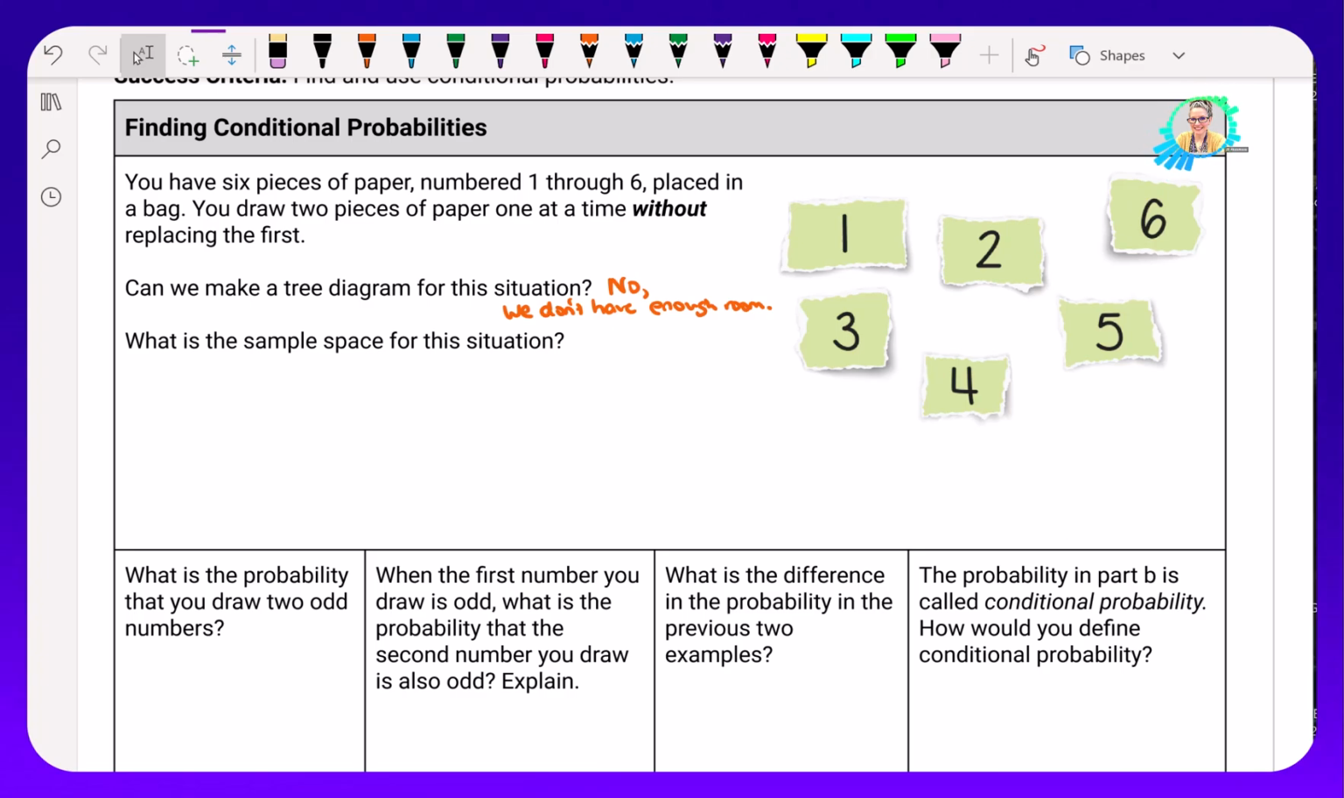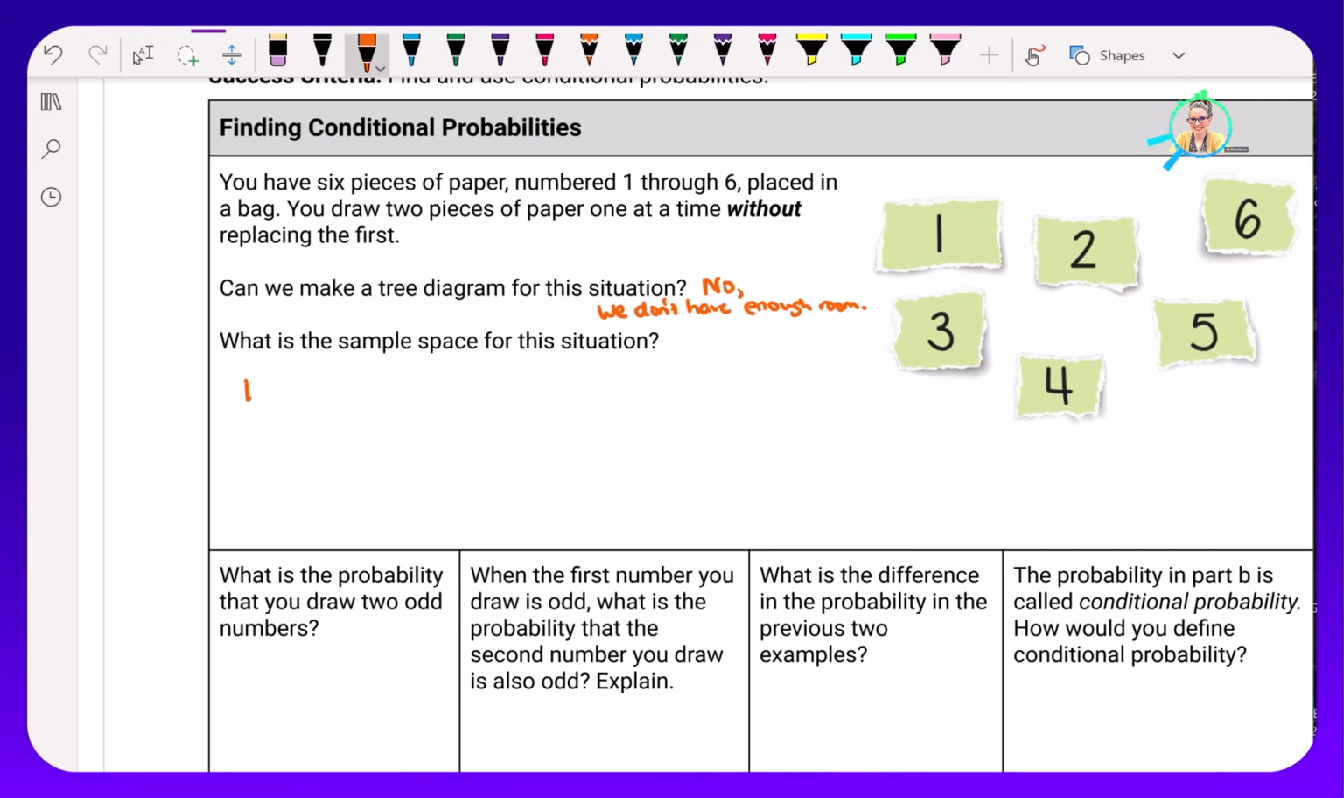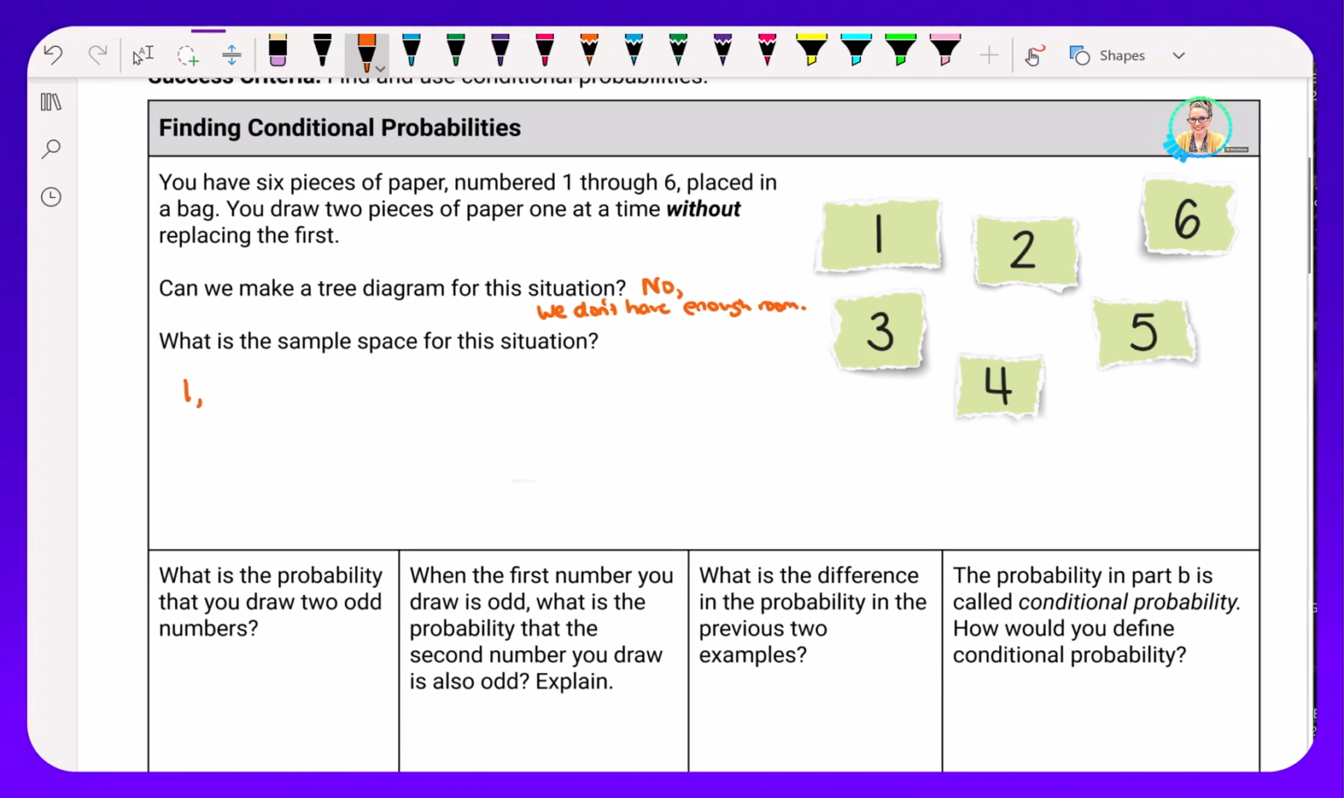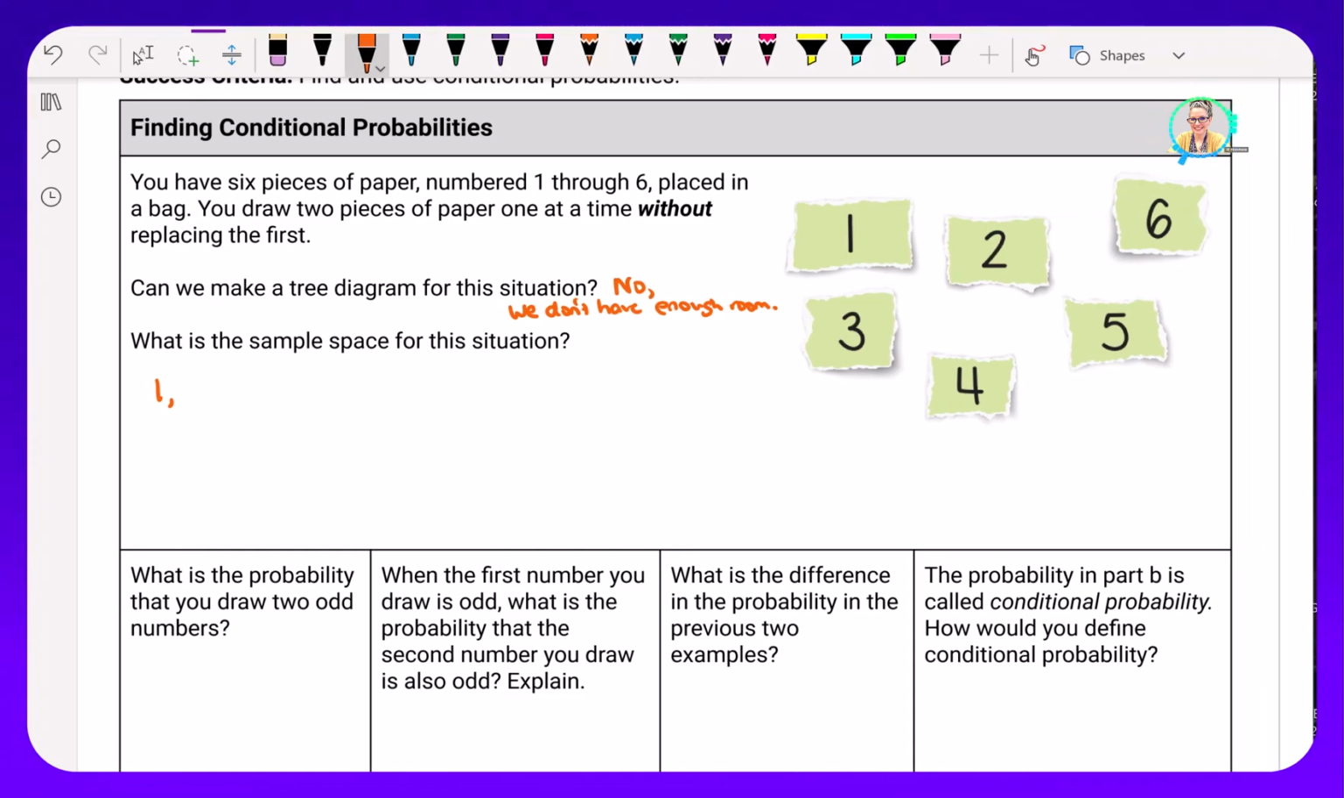So what we're going to do is write the first part and then match it with what our second could be. So our first draw could be 1. Now since I can't draw the number 1 twice, I can draw a 2, or a 3, or a 4, or a 5, or a 6. So that would be that first part right here, and then I would have 5 possibilities off of that, but we're not going to draw the tree diagram, we're just going to list the sample space instead.